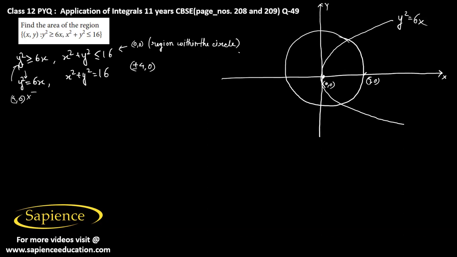Since y will be 0, it means 0 is not greater than or equal to 4 times 6, that is 24. No. So 4, 0 is not satisfying it. It means we have to find the area of this region, which is outside the parabola and inside the circle. This area we have to find. So how to find that?